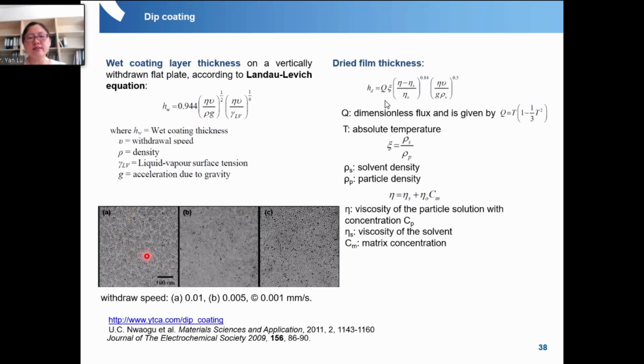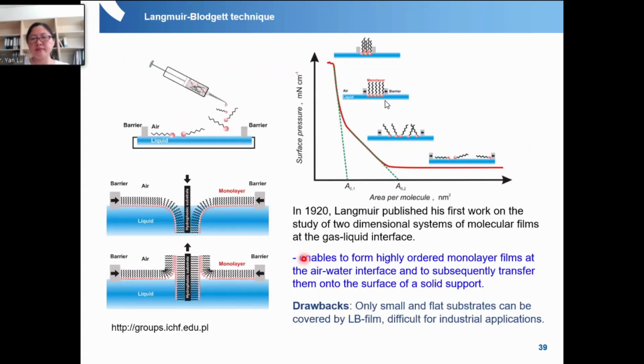And of course, here's one example. You can change the concentration of your dispersion for this dip coating, and then you can change the coverage of the film in the end.